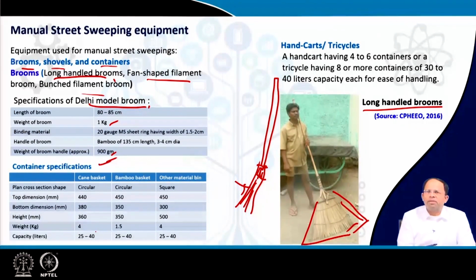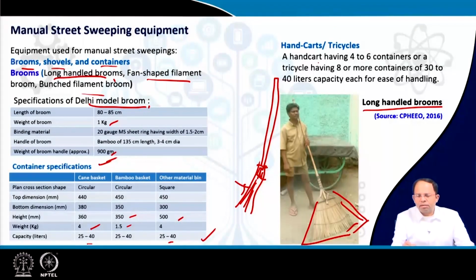And the containers could be of different sizes so that they could be easily handled. You can see containers of 4 kilograms or 1.5 kilograms. Height is around 350 to 500 millimeters. Capacity is around 25 to 40 liters. So that is more or less the size a person can handle.